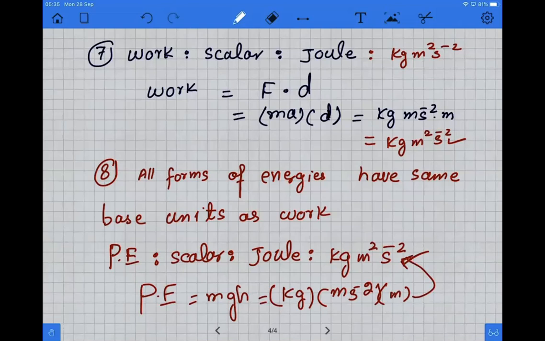So these are the 8 quantities we were supposed to cover in this slide. The remaining quantities will be covered in the next 2 slides, the second and third slides.